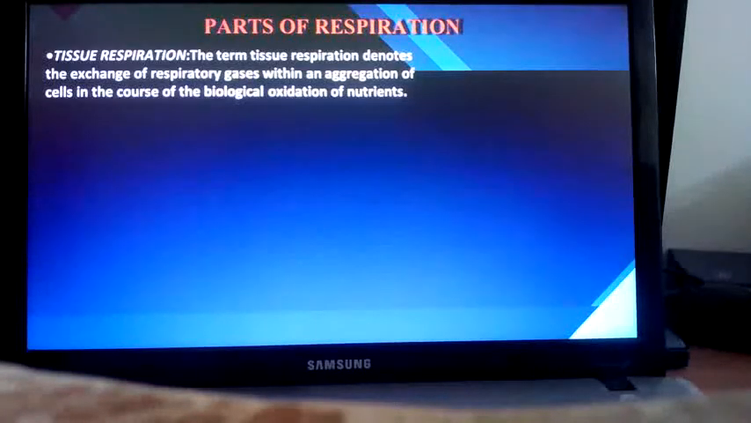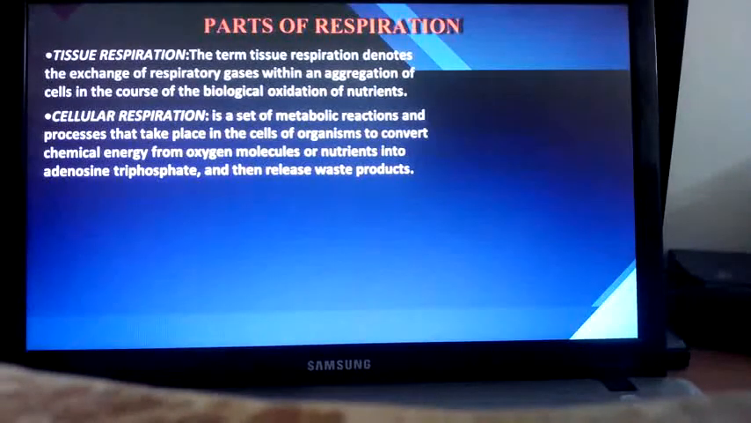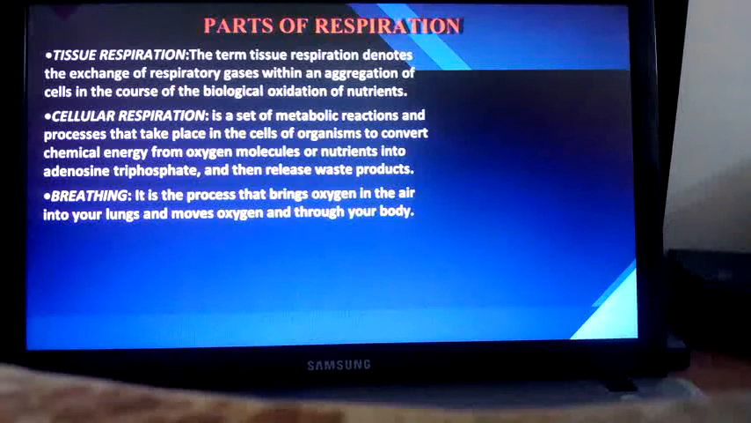Now, the two parts of respiration. They are tissue respiration and cellular respiration. The term respiration denotes the exchange of respiratory gases within the aggregation of cells in the course of biological oxidation of nutrients. Cellular respiration is a set of metabolic reactions and processes that take place in the cells of organisms to convert chemical energy from oxygen molecules or nutrients into adenosine triphosphate and then release waste products.